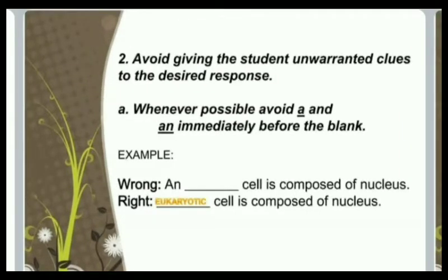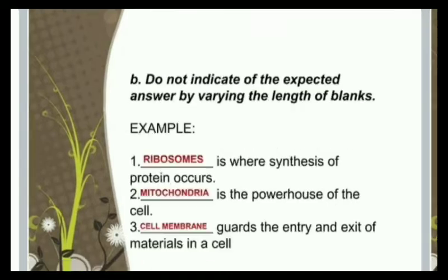And now, let's proceed to the second number. Avoid giving the student unwarranted clues to the desired response. A. Wherever possible, avoid "a" immediately before the blank. A wrong example is: A blank cell is composed of nucleus. The right one is: Eukaryotic cell is composed of nucleus. So, let's proceed to B. Do not indicate the expected answer by varying the length of blanks.